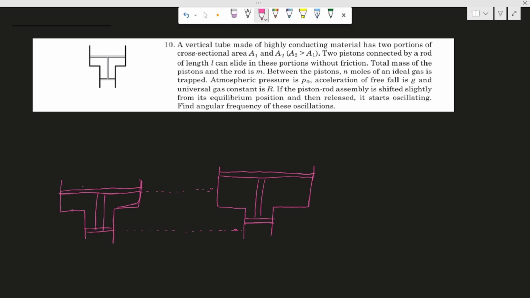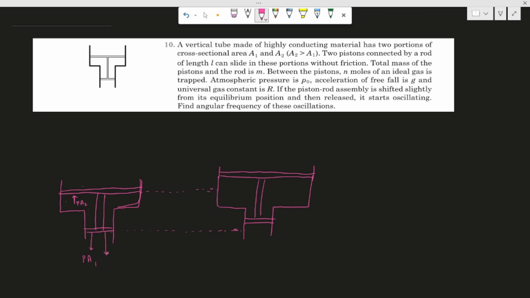So due to gas present in this chamber, the gas will apply pressure on the walls of the piston. Let's suppose the pressure of the chamber is P. Then P into A2 force will be applied on this wall in upward direction, and P into A1 force will be applied on this piston in downward direction.